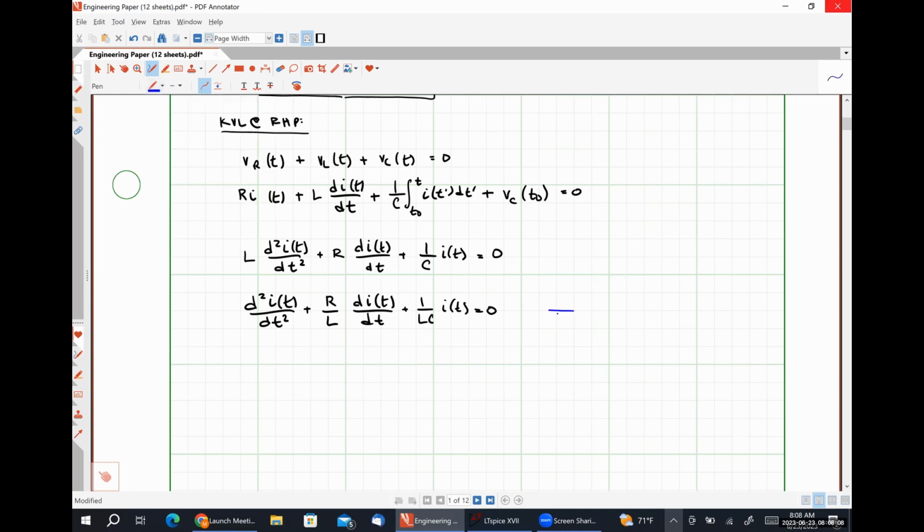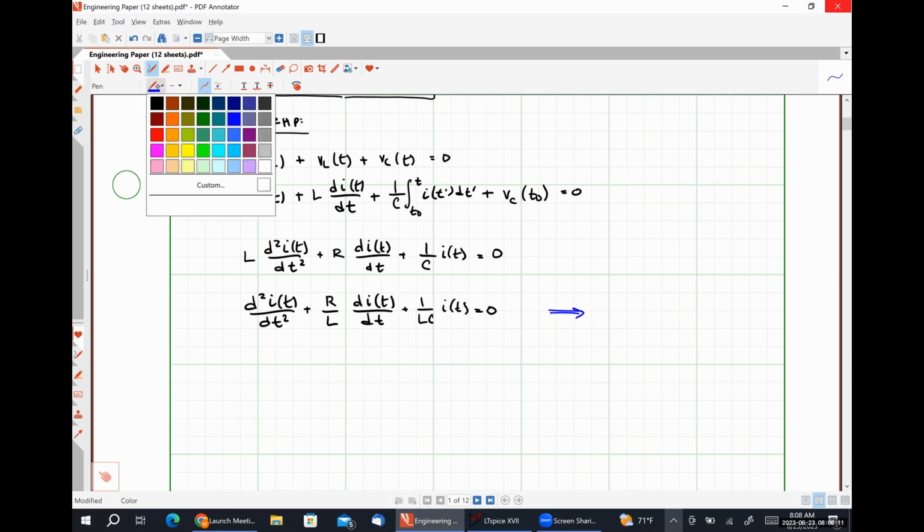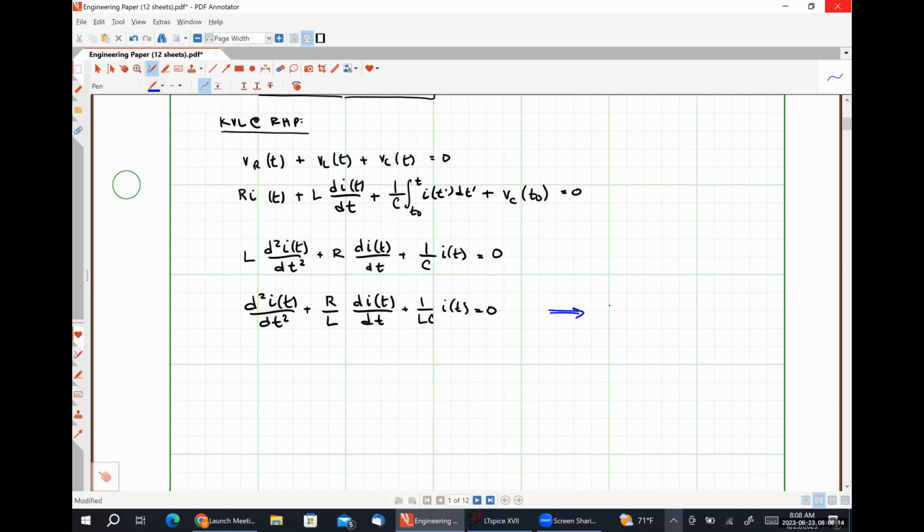And because it worked for us last time, we are going to guess that in this case, I of t will be of the form A e to the st. Substituting that relationship in for I of t, we will have s squared A e to the st plus s times R over L A e to the st plus 1 over LC times A e to the st is equal to 0.